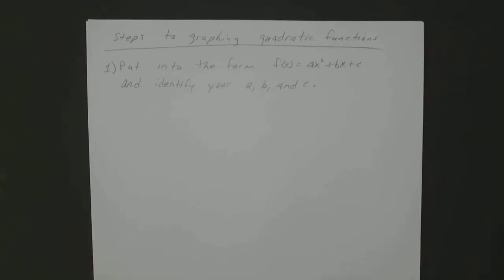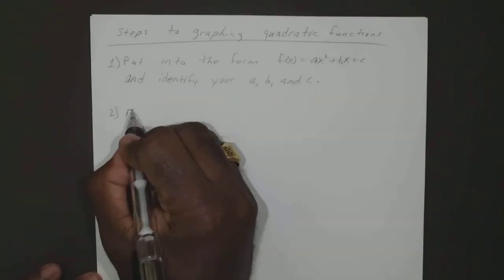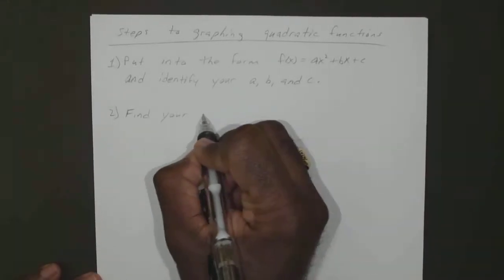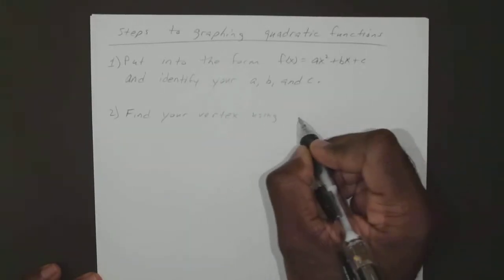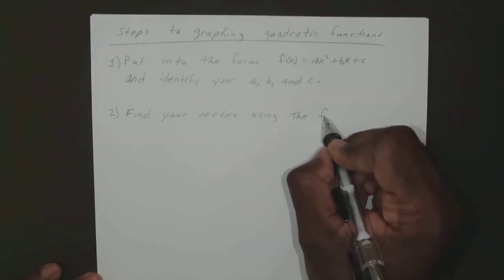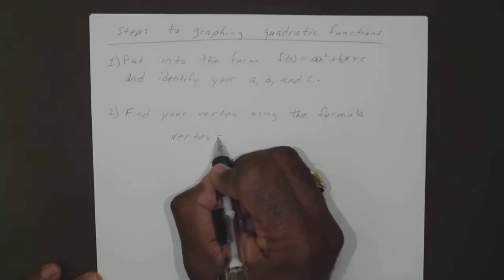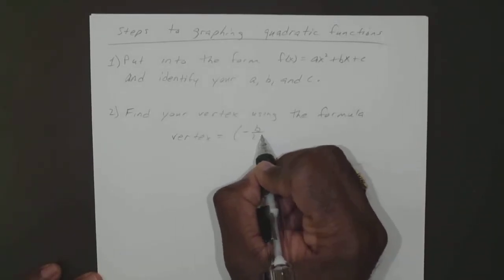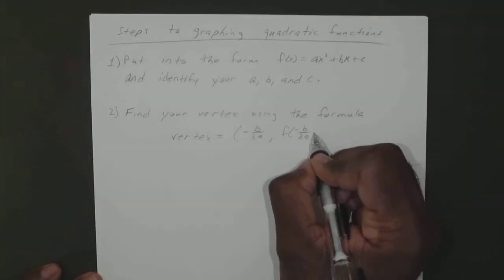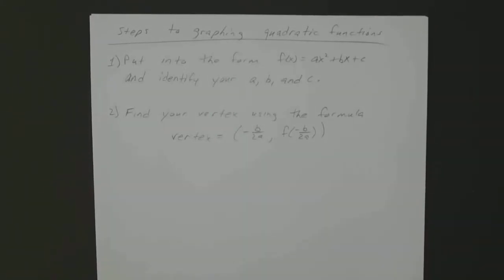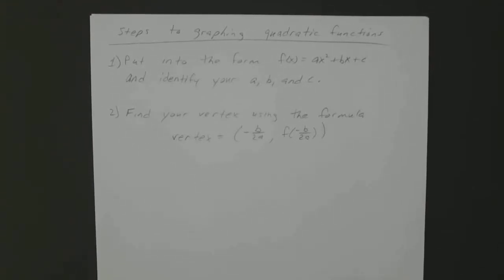Okay, you're going to need that because your next step is to find your vertex. So remember, your vertex is going to equal negative b divided by 2a over f of negative b divided by 2a. Once we solve for x, we just plug that value right back into our function.